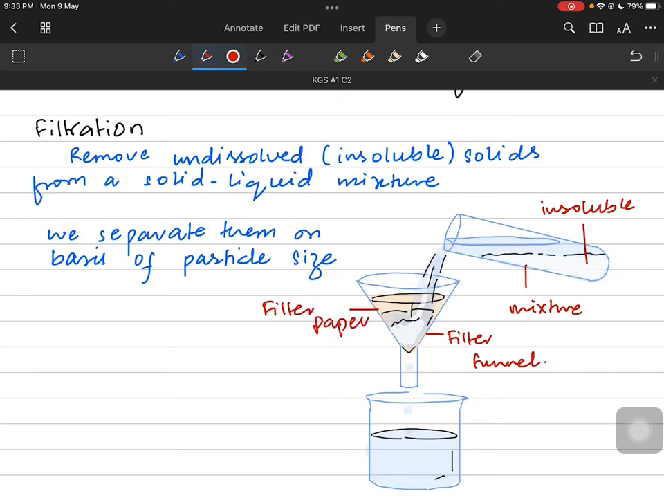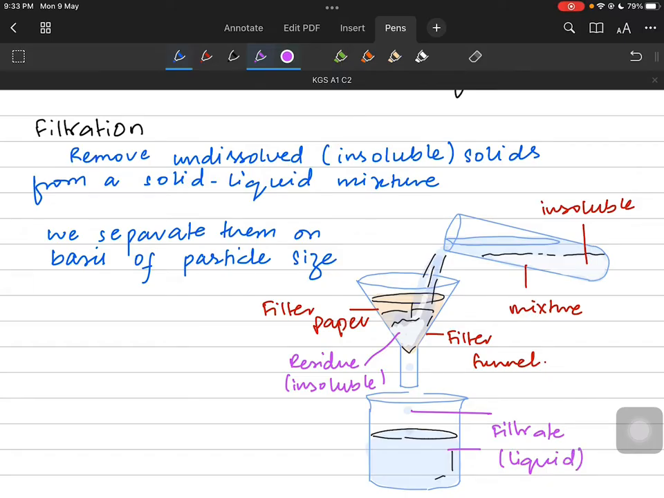The solid is going to stay on the filter paper, while the liquids along with the dissolved substances definitely pass through. So the undissolved substances are called the residue, which remain on the top of the filter paper, and the liquid portion along with the solvent, water, and dissolved ions is called the filtrate, which passes through. Now I'm not saying that it is pure water, it can have dissolved substances, but at least the insoluble substances are still on the top of the filter paper.